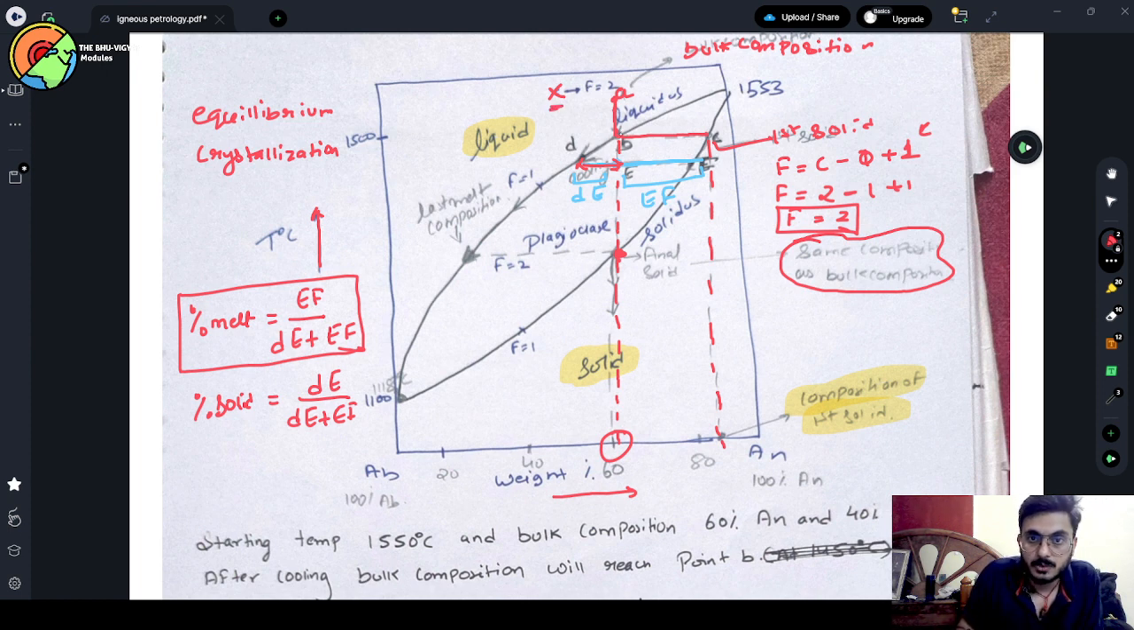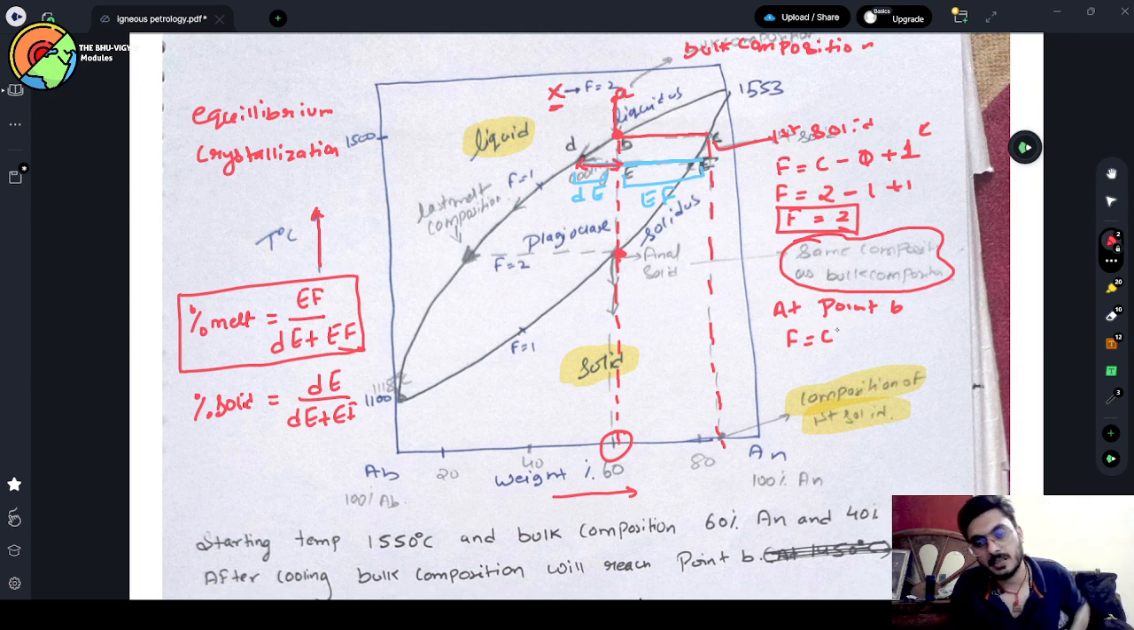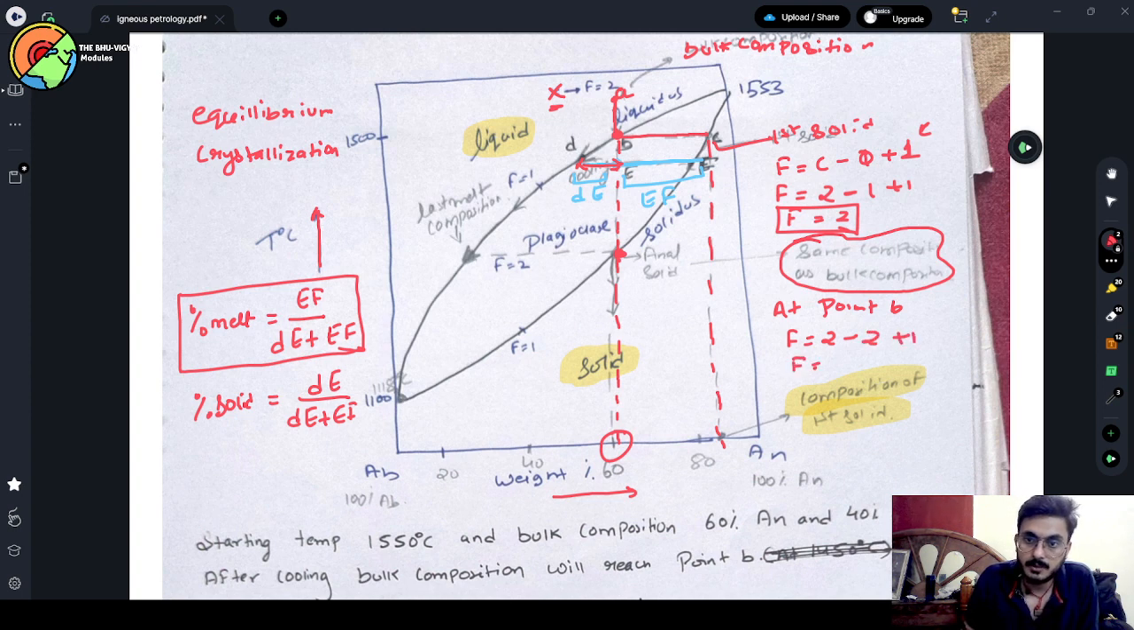Now if someone asks to calculate the degree of freedom at point B, the number of components will be again 2, as it is a binary component system, and the number of phases will be liquid and solid, both phases are there, so 2 - 2 + 1, so the degree of freedom will be 1 here. Similarly, you can calculate the degree of freedom here also, it will come out to be 2 because only one phase is there. At this point the degree of freedom will become again 1, and again the degree of freedom will be 2 here.